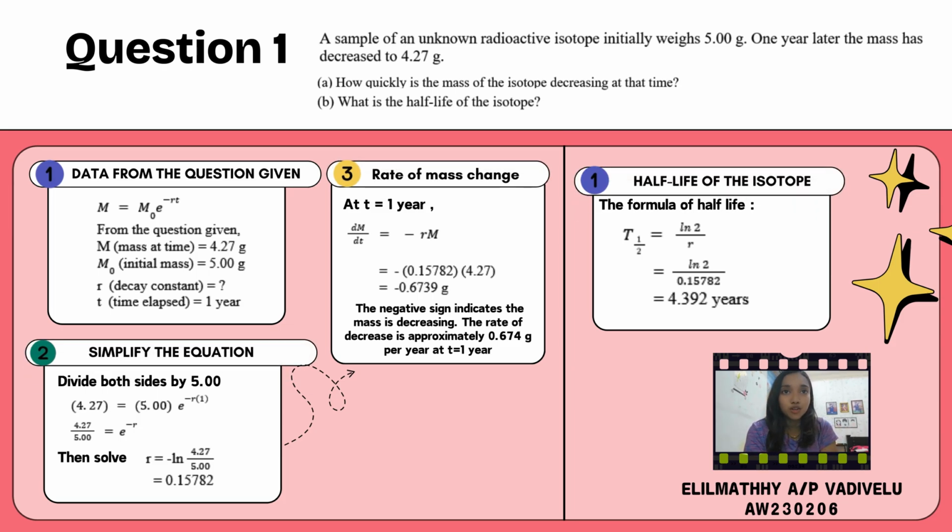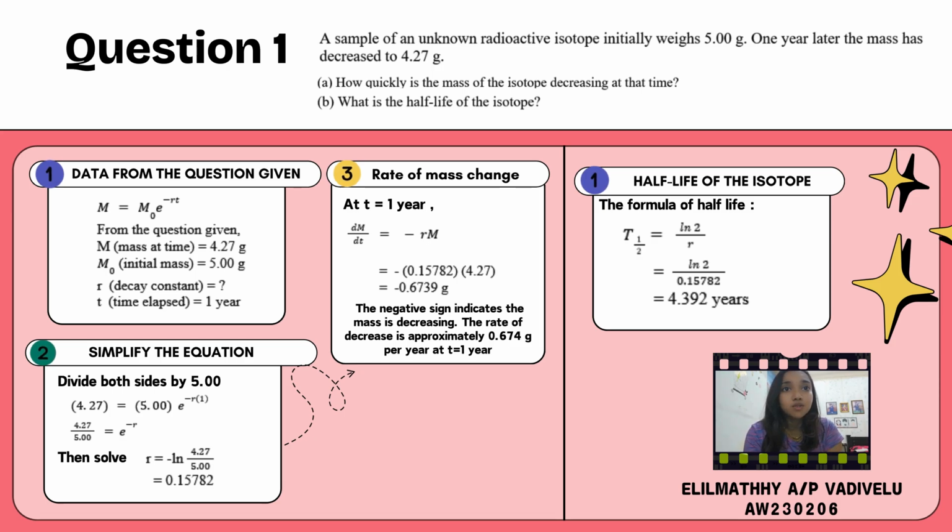Okay, today we are going to solve a problem involving radioactive decay. This question involves a sample of an unknown radioactive isotope that initially weighs 5 grams. After 1 year, the mass decreases to 4.27 grams. So, for part A, firstly we have to extract the data provided in the question.